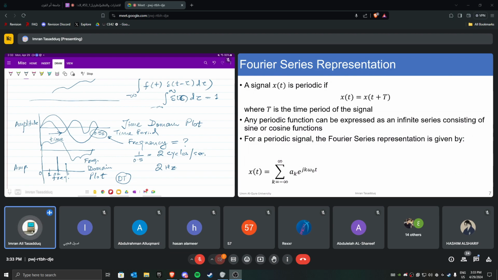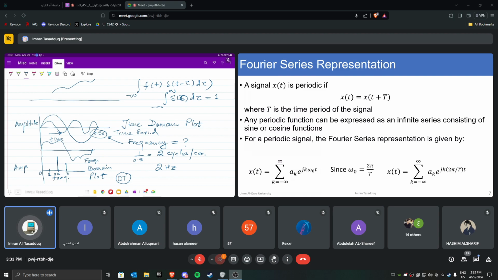And what is omega naught? Omega naught is 2 pi over T, or 2 pi f. If you put omega naught equal to 2 pi by T, this is what your equation becomes: x of t equals the summation, k from minus infinity to plus infinity, of a k e to the power j k 2 pi by T times t.